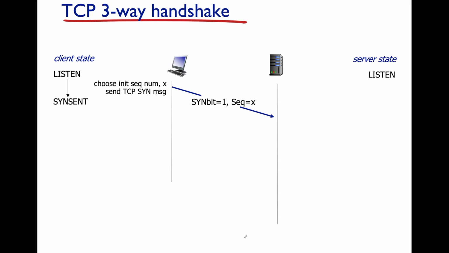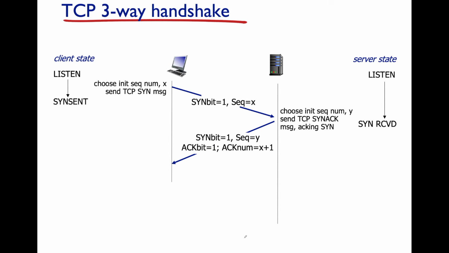So here we have the connection request, and this connection request is a special segment called a synchronization message, a SYN message. So the SYN bit is set in the TCP header, and it chooses a sequence number X. And so now the client goes from the listening state to the SYN sent. It knows it sent the connection establishment or the synchronization message. The SYN bit has been set.